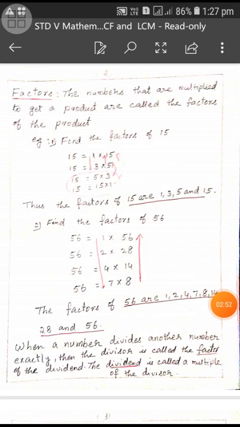Now we will discuss factors. The numbers that are multiplied to get a product are called the factors of the product. Or when a number divides another number, then the divisor is called the factor of the dividend. For example, find the factors of 15. What you have to do? You know that 15 is equal to 15 into 1, 15 is equal to 3 into 5, 15 is equal to 5 into 3, 15 is equal to 15 into 1. But 1 into 15 and 15 into 1, only once you have to write. Don't repeat the factors. Therefore, the factors of 15 are 1, 3, 5 and 15.